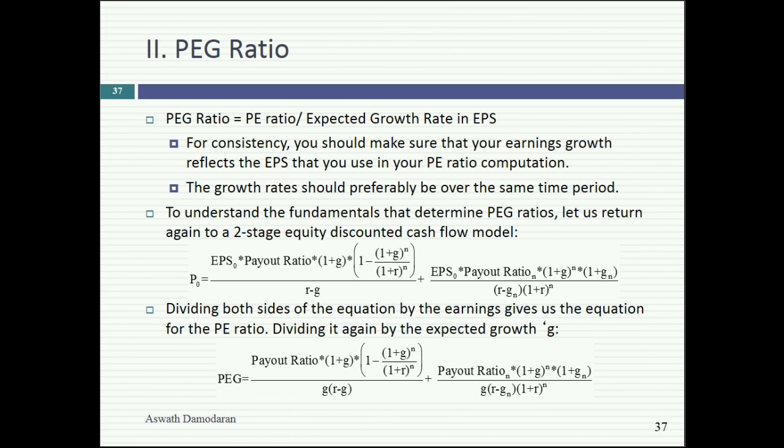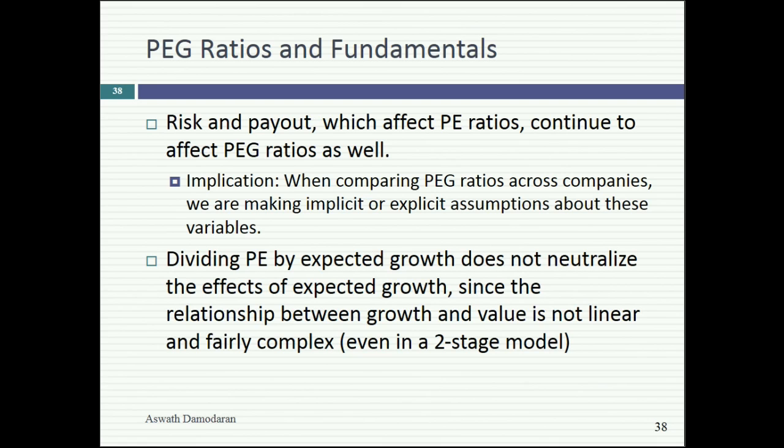So when you tell me a stock with a higher PEG ratio is more expensive than one with a lower PEG ratio, and you say, don't worry about growth, I've already controlled for it, I'm going to say that's not true because PEG ratios are affected by growth. PEG ratios are incredibly complicated to work with, and I'll use my hypothetical company to illustrate why. So if you look at the easy variables, PEG ratios, holding all else constant, when you look at risk and payout, they affect PEG ratio the same way they affect PE ratio. Higher risk stocks will trade at lower PEG ratios.